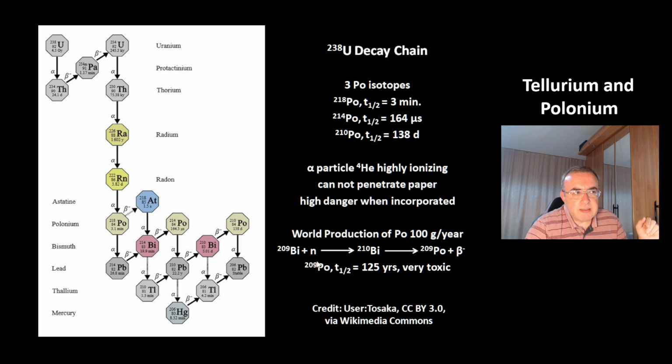This is how you can make it. By hitting bismuth-209 isotopes with neutrons, you get bismuth-210, which decays to polonium-210 and the beta particle. Polonium-209 has a half-life of 125 years, and polonium is known to be very toxic.